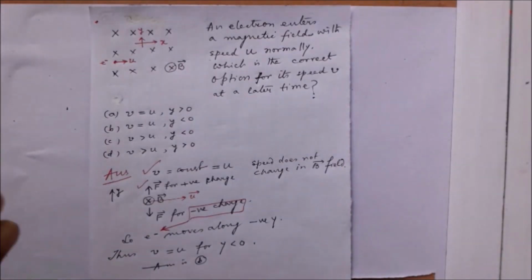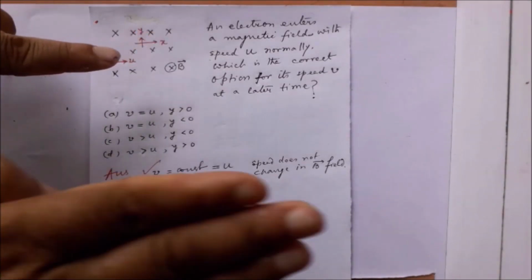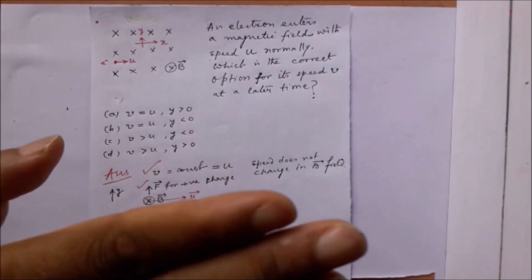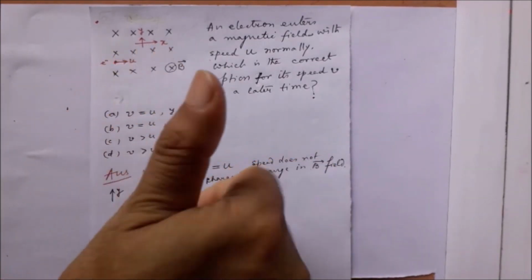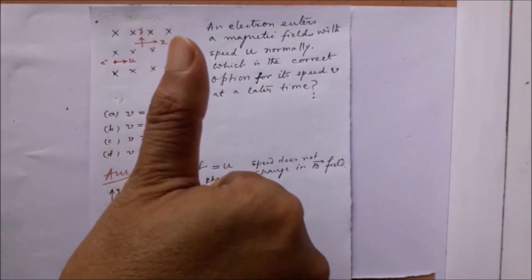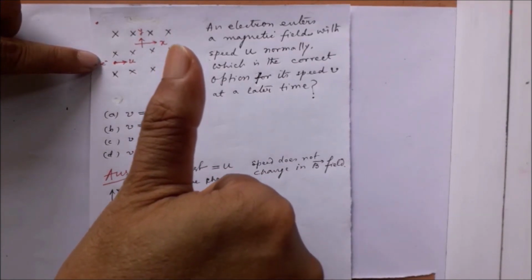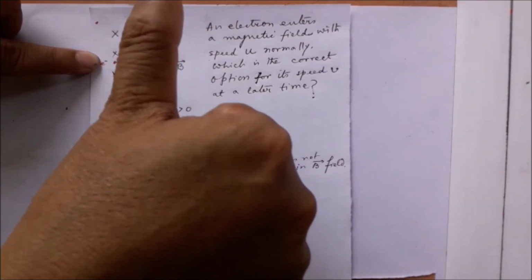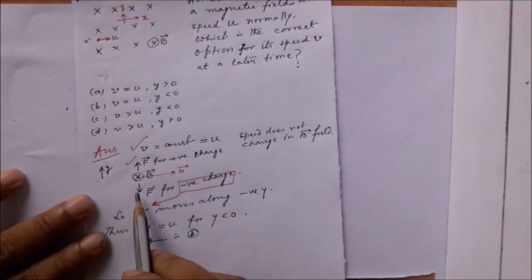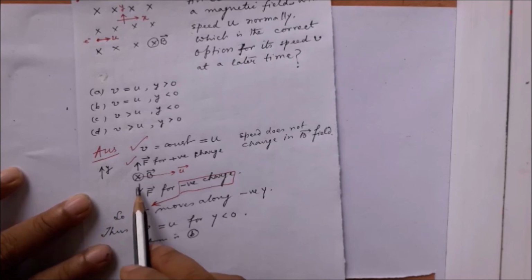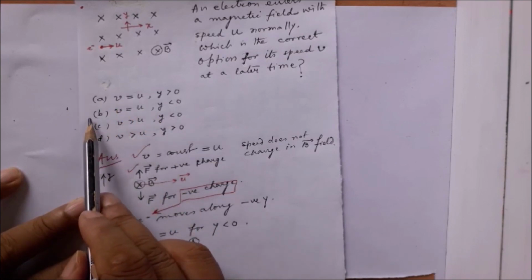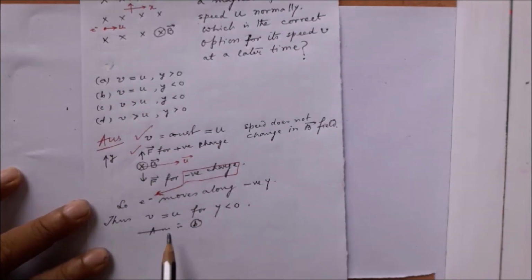So the particle enters into the region in this direction, so it is along x, and B is into the paper, so it is down, and therefore Q into V cross B gives rise to a Lorentz force which is in this direction if the particle is positively charged. But since the particle is negatively charged, it will not be along y, but it will be along negative of y. So we come to the answer that this is the correct choice of force. So y should be negative, and therefore out of these two options, B will be the correct one. So the answer is B.